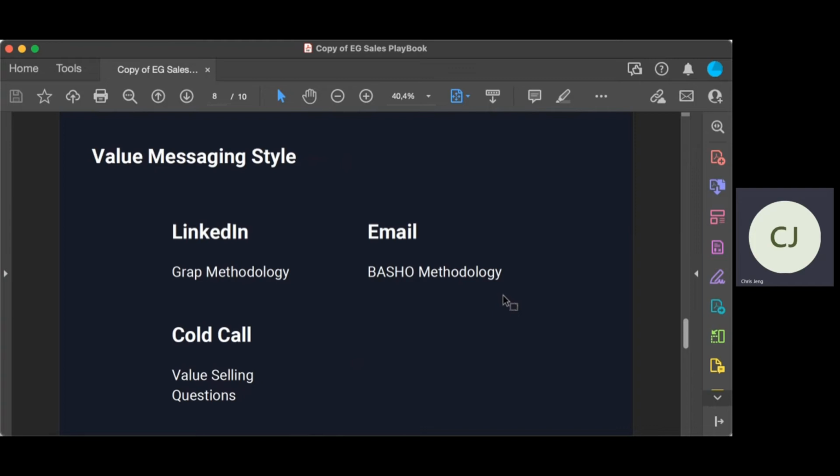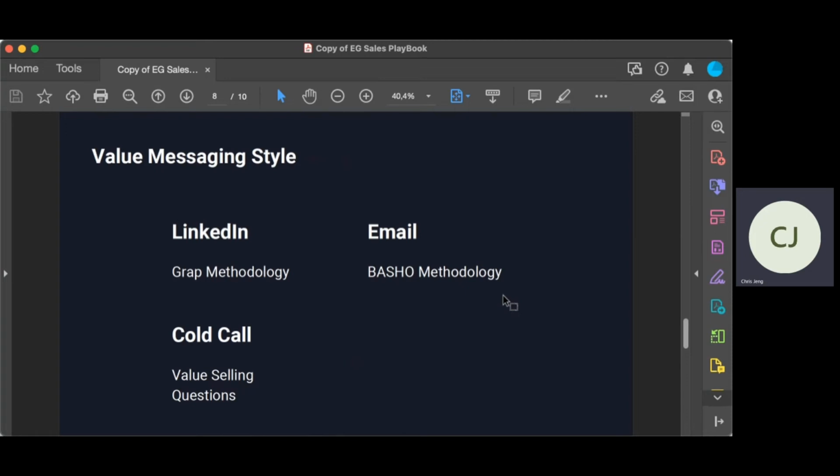Now, depending on the style in terms of the approach or tool that we're using, we then adapt everything that we've just talked about, so the OPC questions, accordingly. So if it's LinkedIn, we're using the GRAB methodology. The GRAB methodology is very short, very concise, very attention grabbing. So when we create these OPC questions, we have that in mind.